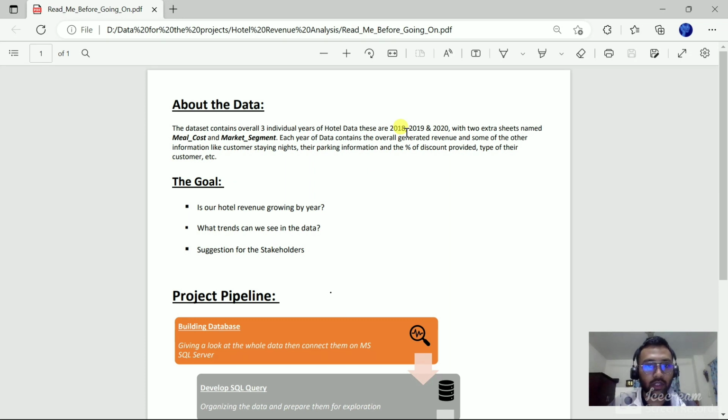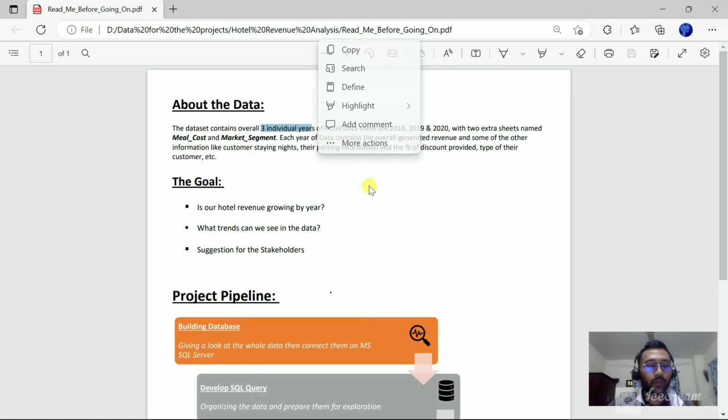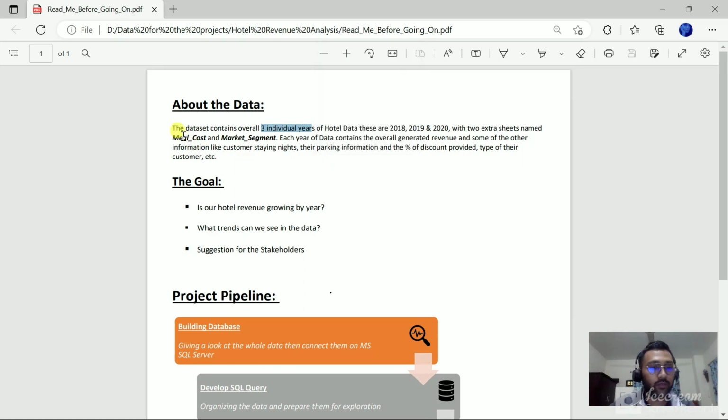If I have to tell you about the data, the data set contains three individual years, 2018, 2019, and 2020. And there is an extra sheet named meal cost and market segment.